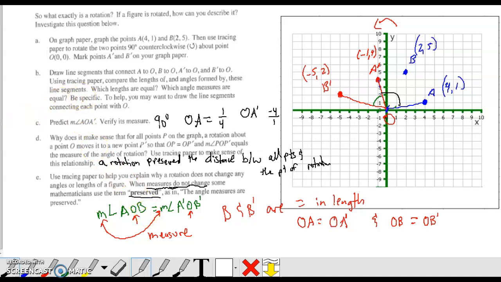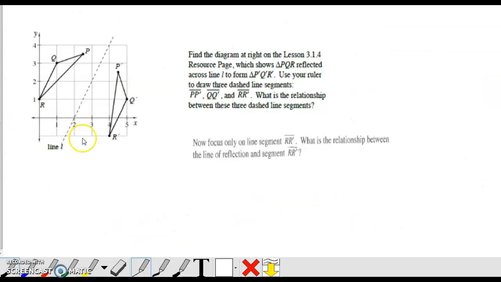So let's look at this problem. Okay, so we've already seen this problem a little bit before, right? So again, we can kind of find that diagram on 3.1.4. And so I want to again discuss what's happening between P and P prime, Q and Q prime, R and R prime. What's the relationship between these three dashed line segments? So what we got last time we were kind of doing this, again, I just want to make sure that we have a clear definition.